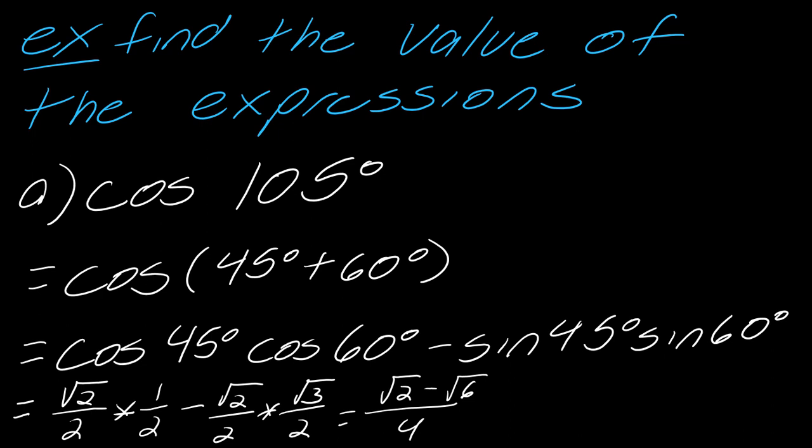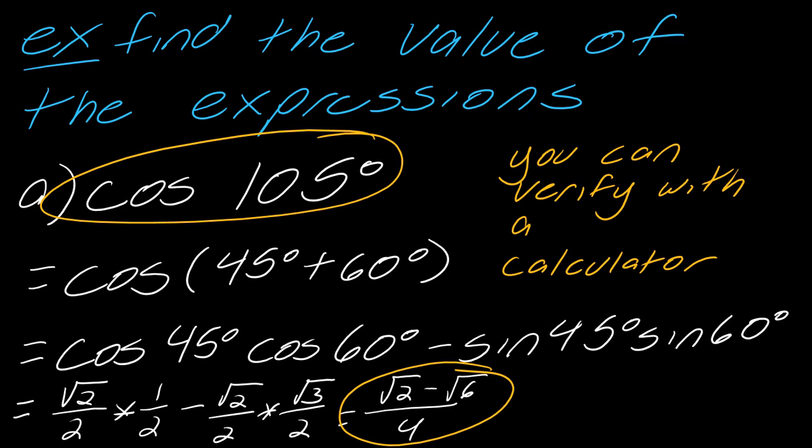Now I've got a pretty exact answer, without needing a calculator for the value of cosine of 105. I would also recommend that you verify this with a calculator. I verified it with mine. Just make sure your calculator's in degrees. This is a really easy way to check if you applied the identity properly.